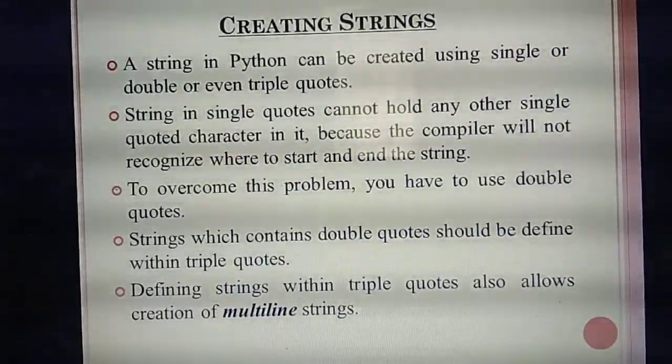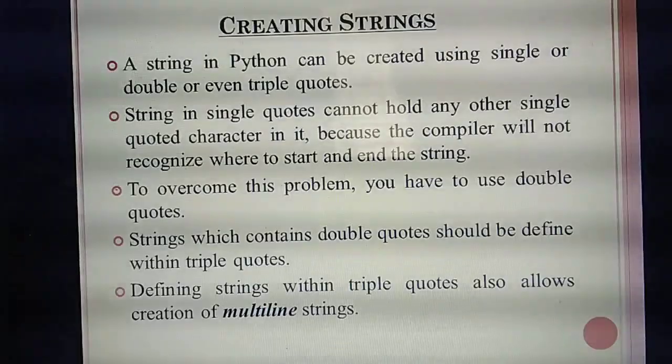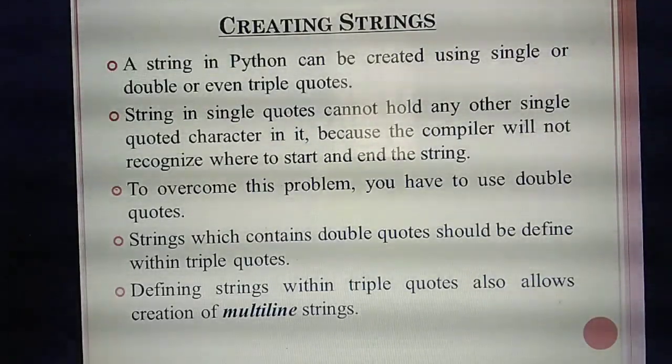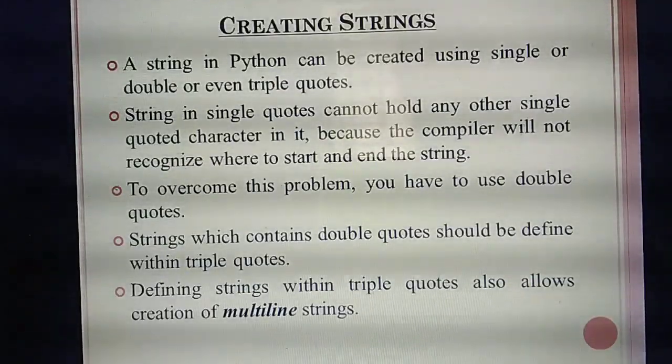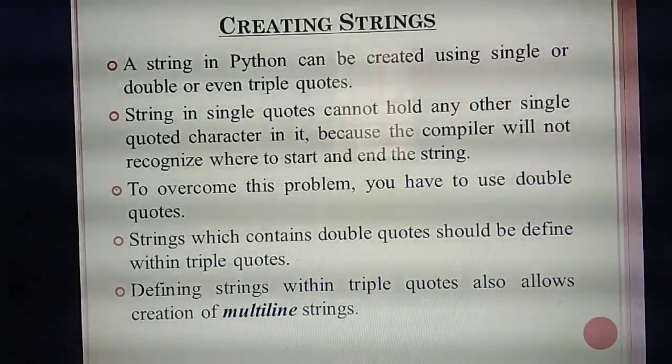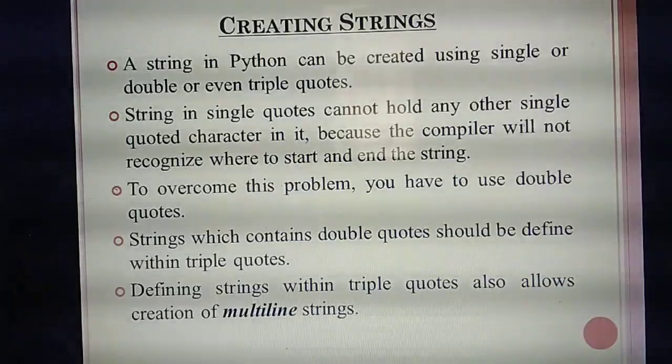That's the thing. If you are declaring not one sentence but more than 3 or 4 lines, consider one paragraph you are going to define, at that time you are going to use triple quotes. That means multi-line. When you define a particular paragraph or 3 or 4 lines, at that time you use triple quotes. What's the format for defining triple quotes?